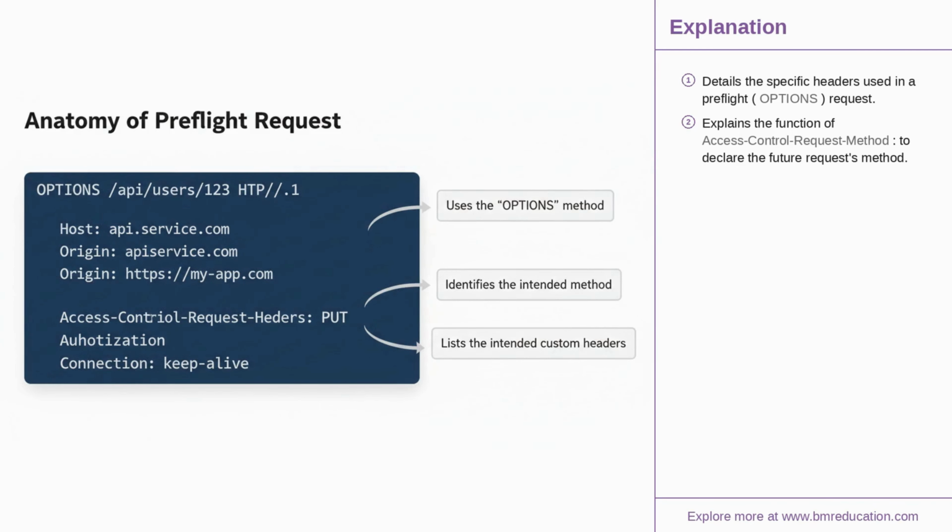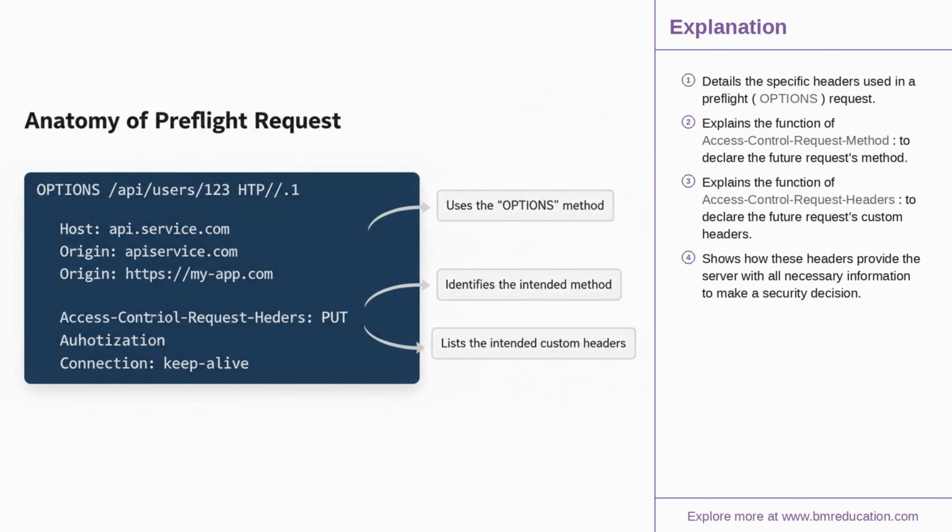This OPTIONS preflight request carries its own special set of headers to describe the actual request that wants to follow. The Access-Control-Request-Method header specifies the HTTP method that will be used, like PUT. The Access-Control-Request-Headers header lists any custom headers the client wants to include, such as Authorization. Together with the standard Origin header, these give the server a complete picture of the intended request.